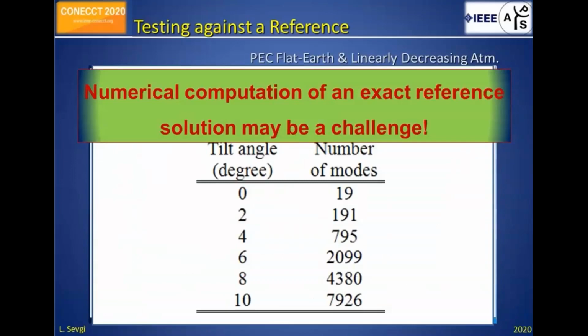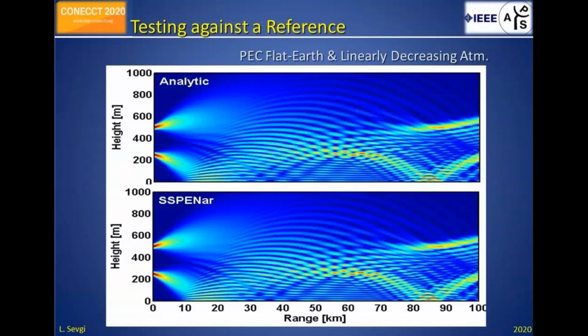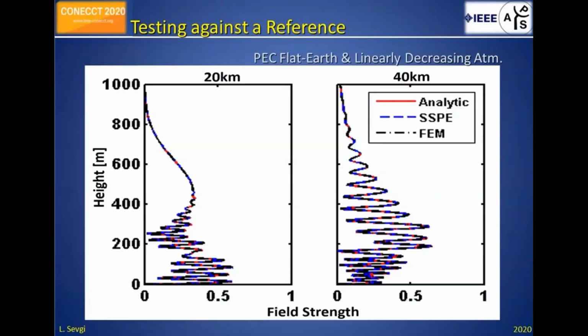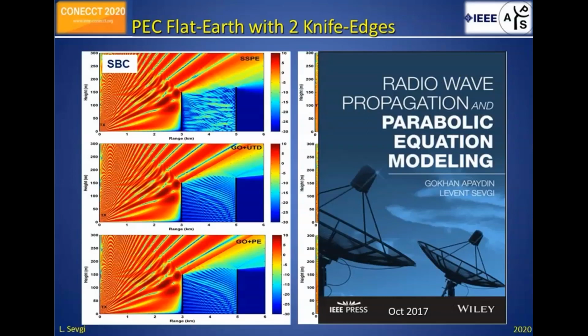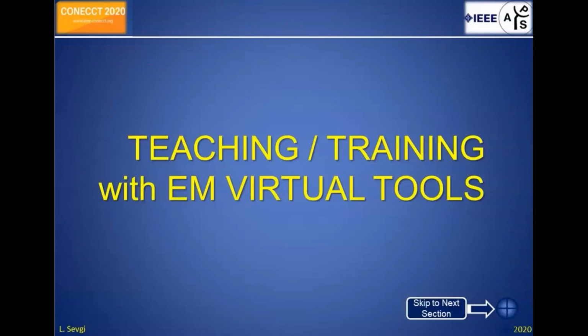And numerical computation of an exact reference solution may really be a challenge. So although you may have a reference solution, its numerical computation may be a challenge. So here you see the computation of 2D propagation, the analytical solution on top and the numerical solution in the bottom. And you have two transmitters, tilted up and tilted down, and you see the interference. And these are two-dimensional comparisons with analytical and numerical methods. So we include all of them in our recent book published by the IEEE Press.